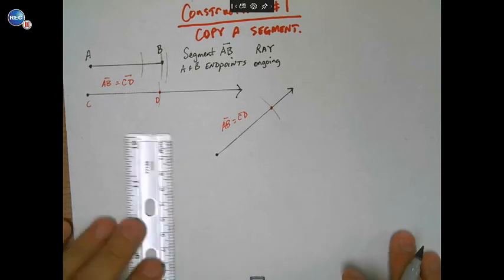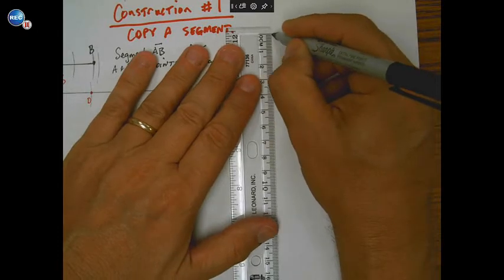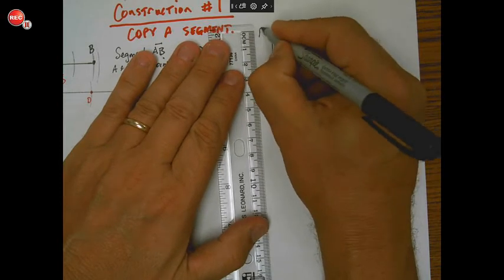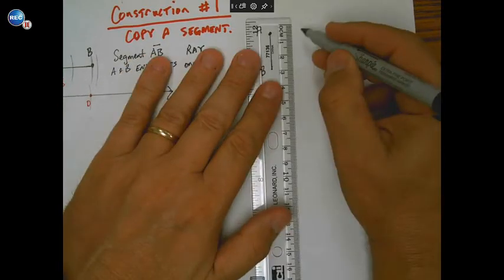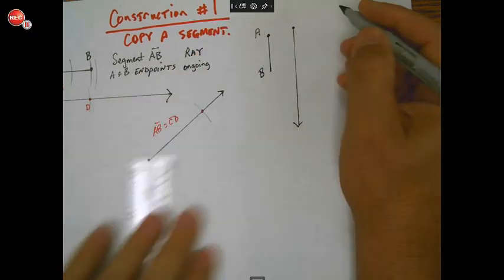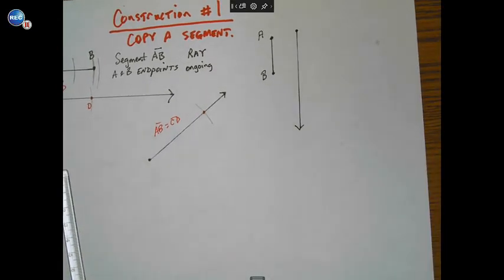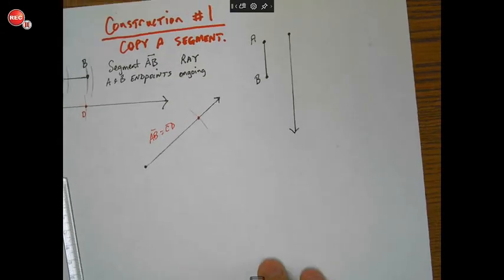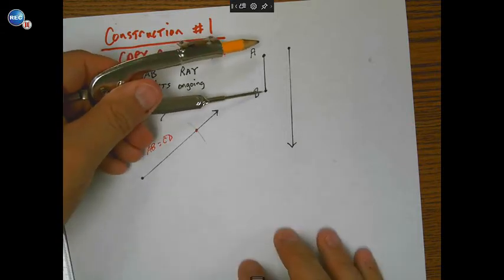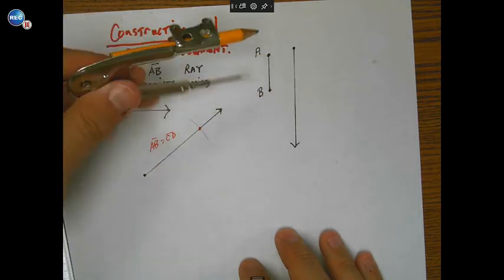But this time we're going to do vertically. So I'm going to do a random length of AB. Does not matter how long it is. I'm going to make this one a little shorter. There's AB. Now I'm going to do a ray. Now I'm going to copy segment AB onto the ray. Doesn't matter if I put my sharp point at B or my sharp point at A. It does not matter. I can go either direction.